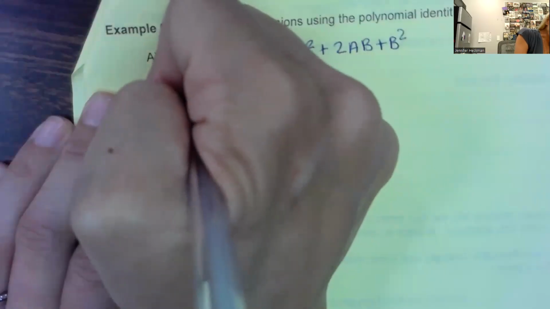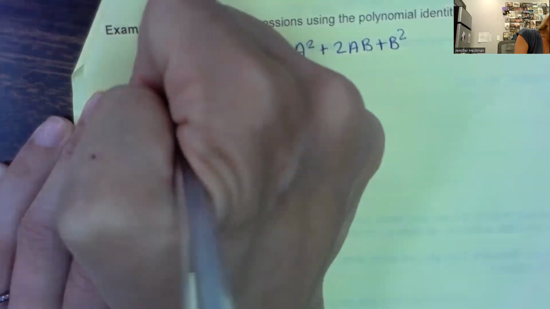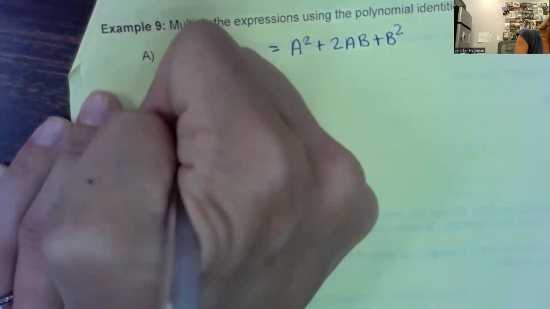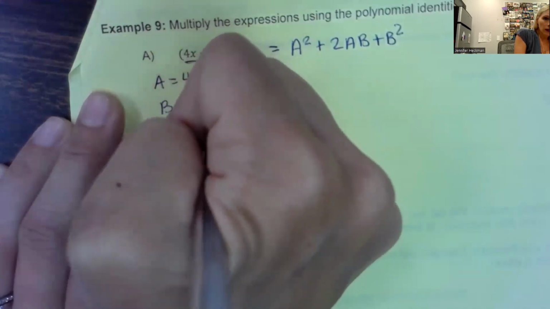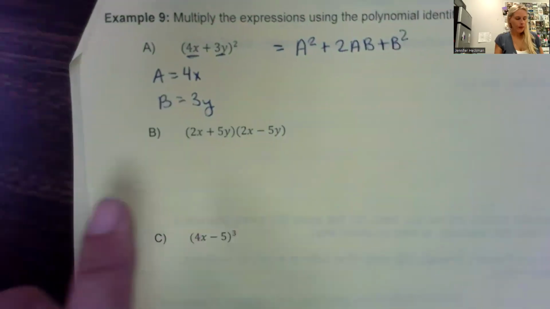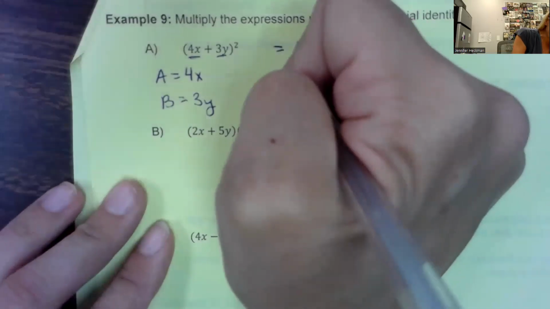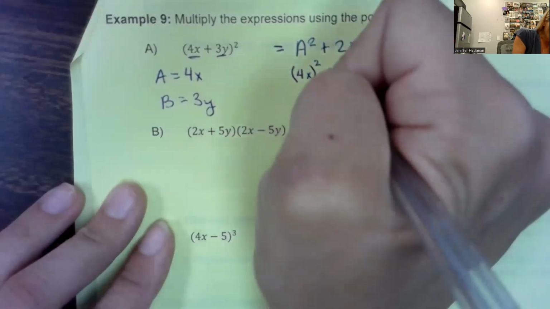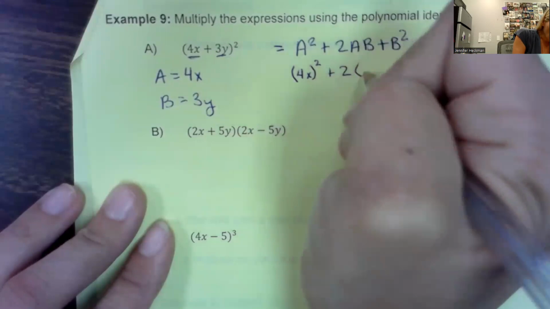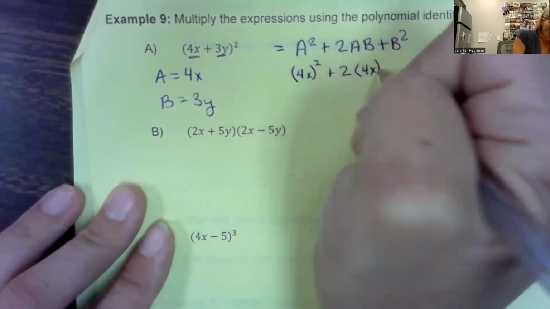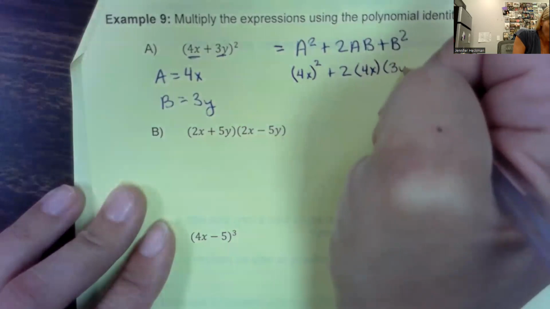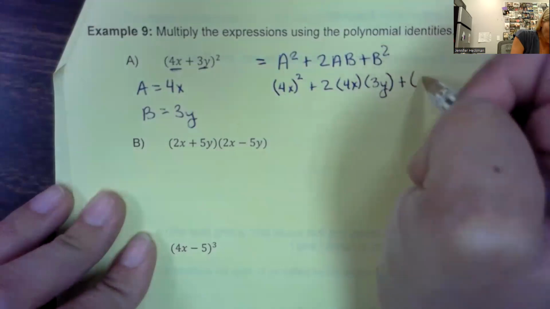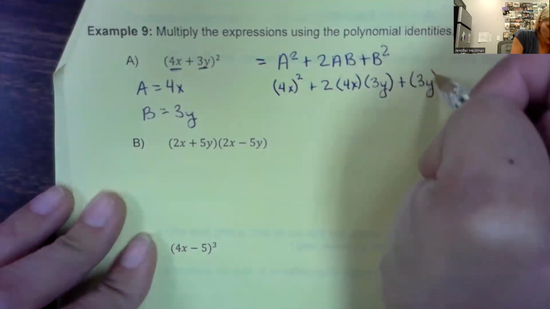This also tells me that a is 4x and b is 3y. Okay. So now all I have to do is substitute that in. So 4x for the a, and then 3y for the b. Plus I gotta take that b again and square it.